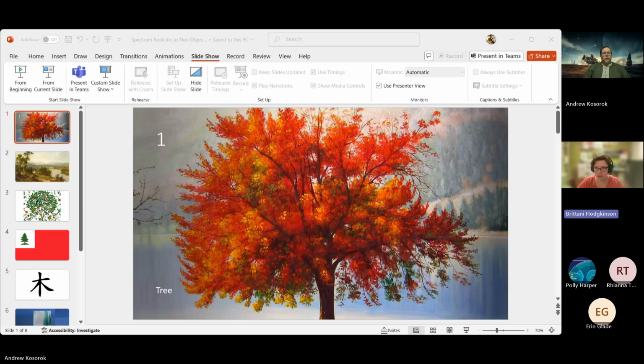I would say realistic. Yeah, you can recognize it. What is it? An autumn tree. Yeah, absolutely. It's an autumn tree. The leaves are turning red. They look like they're ready to fall off.